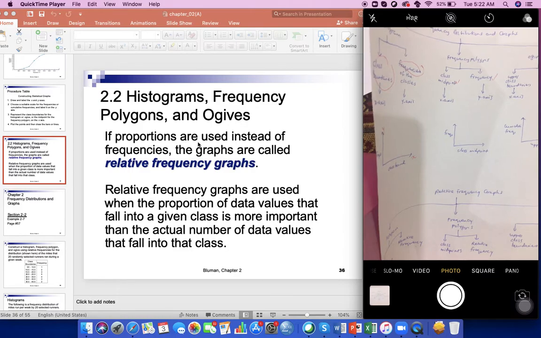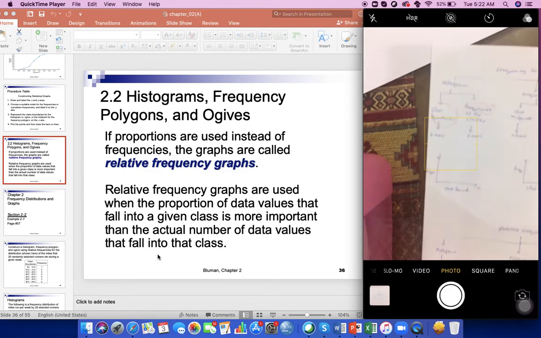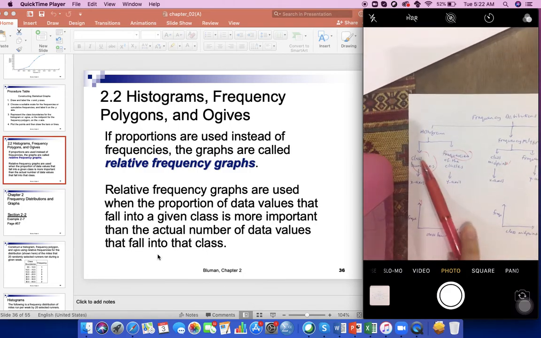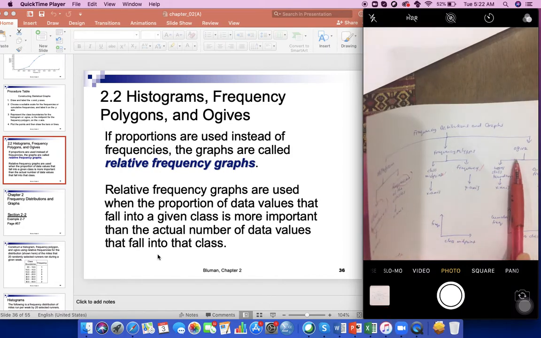If proportions are used instead of frequencies, the graphs are called relative frequency graphs. Relative frequency graphs are used when the proportion of data values that fall into a given class is more important than the actual number of data values that fall into that class. You can see the difference when we have the histogram, frequency polygons, and OGIVE.